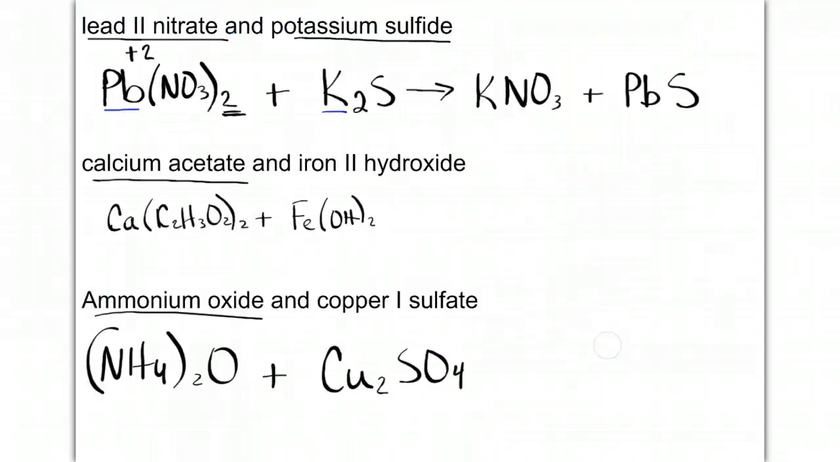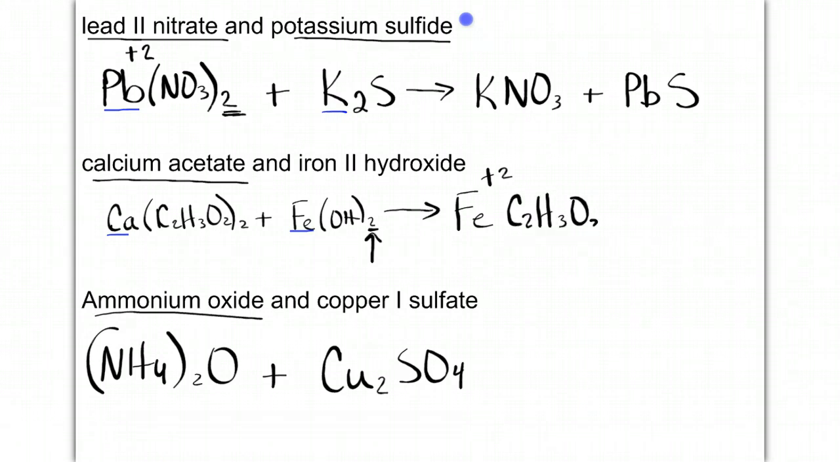The third one that I'm going to work on is calcium acetate and iron 2 hydroxide. We're going to switch the calcium and the iron. So I'll have iron, which is a +2, I know this because of this 2 right here, and acetate, plus calcium and hydroxide. Okay, now I want to balance my charges.